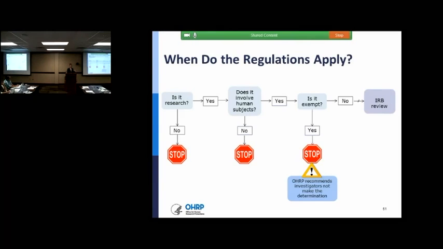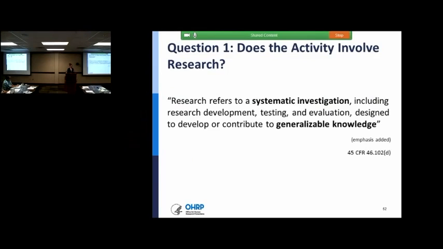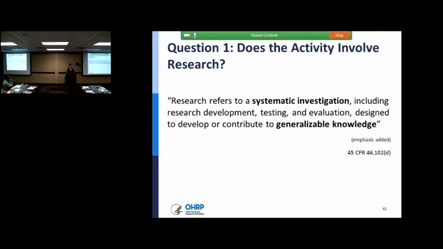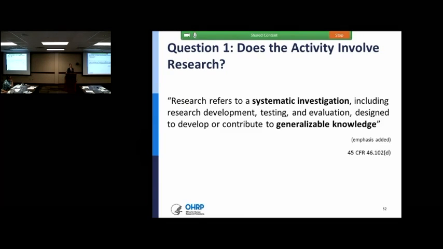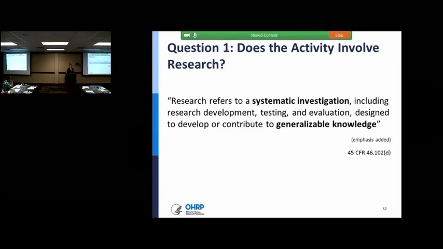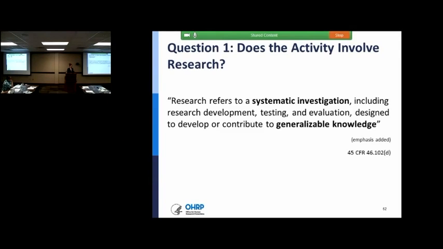So we'll go through these briefly. Does the activity involve research? So again, this is the current pre-2018 Common Rule definition. Research refers to a systematic investigation, including research, development, testing, and evaluation, designed to develop or contribute to generalizable knowledge. So you see in bold these two phrases, systematic investigation and generalizable knowledge. And those are really the two key points that you have to keep in mind when you're thinking about this.